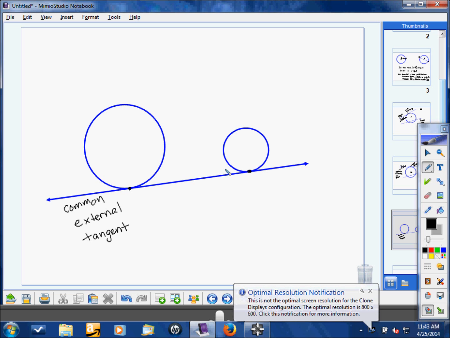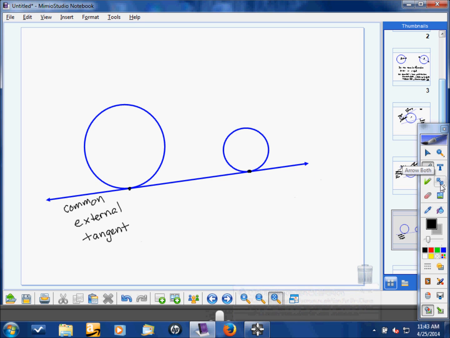Common external tangent. Common because it's for both. External, I'll get to what the external part means in a minute. So we have a common external tangent. If we have an external one, it means that we probably have an internal one. An internal one goes basically between the two, on the inside. That one I'm going to have to adjust a little.